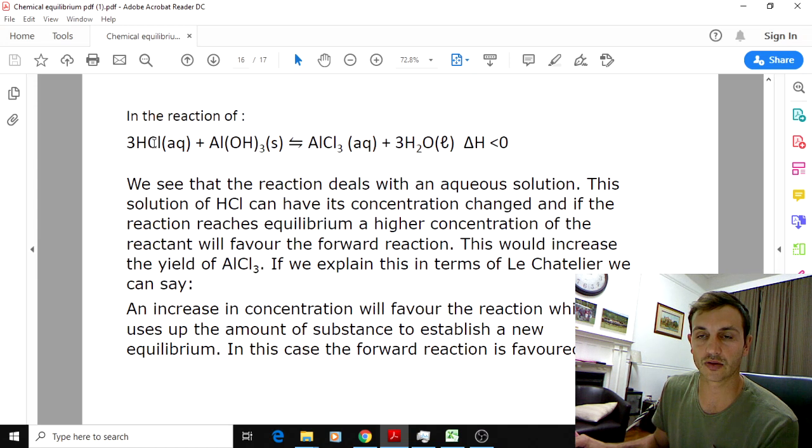Here's just an example of an equation that has an aqueous solution. It's got a solid, aqueous, and liquid. Again, changing the concentration of aluminium hydroxide, which is a solid, or of water, which is a liquid, is not going to change or have an effect on the equilibrium. We can only affect the equilibrium by increasing or decreasing the concentration of hydrogen chloride or aluminium chloride. Obviously, other changes can take place to the equilibrium by changing the temperature. There are no gases here, so increase in pressure or decrease in pressure won't have any effect.